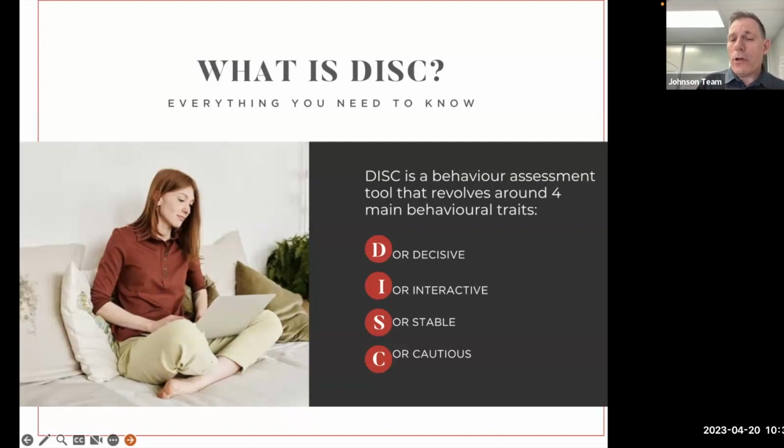So another way you can look at DISC is P for the D. Ds are all about power. I's are all about people. S is all about peace. And C is all about perfection.